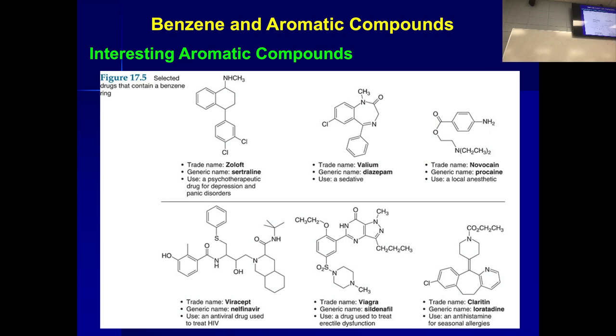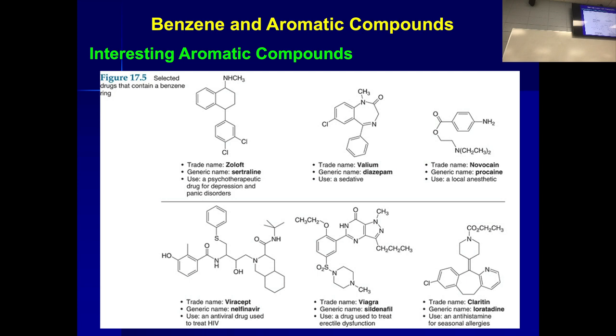This molecule, Viracept, nelfinavir. How many benzene rings do we see there? We see two. Would you call this one a benzene ring? I would, but I would also say it's a phenol because it has the OH on it. And then we have the benzene ring here as well. This is an anti-HIV drug, right? And you have to have these two benzene rings for this to be useful. Here's Viagra, sildenafil, right? You can see an aromatic benzene ring in this molecule as well. Okay, right there.